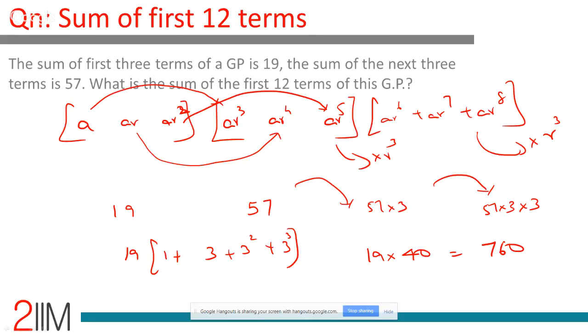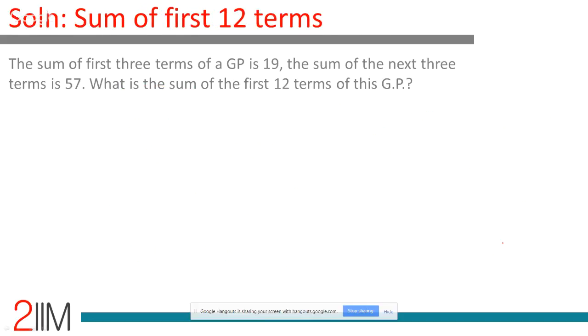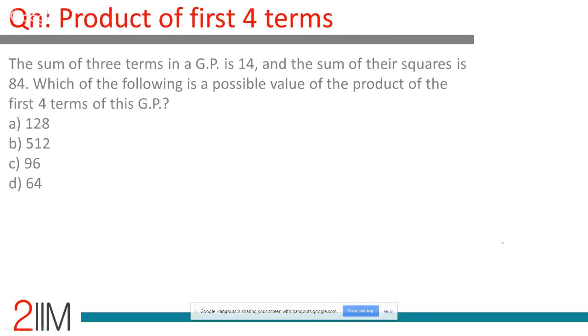We're going 3, 3, 3, 3. Sum of 3 terms put together. So 19 into 1 plus 3 plus 3 square plus 3 cube, whatever that turns out. So the cracking, thinking AP and GP, that is very vital. Try this one.